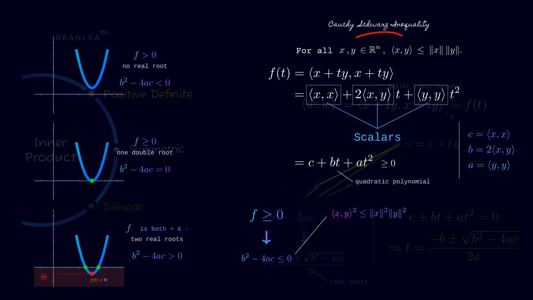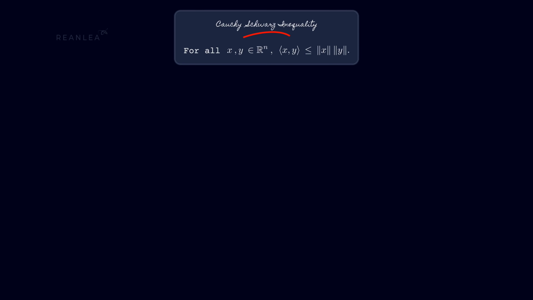And we can simplify the right hand side by considering it as norm x times norm y, squared, where norm x times norm y is non-negative. And that's why we can conclude the inner product of x and y is less than or equal to norm x times norm y for all x and y in the n-space Rn. And this is the Cauchy-Schwarz inequality.